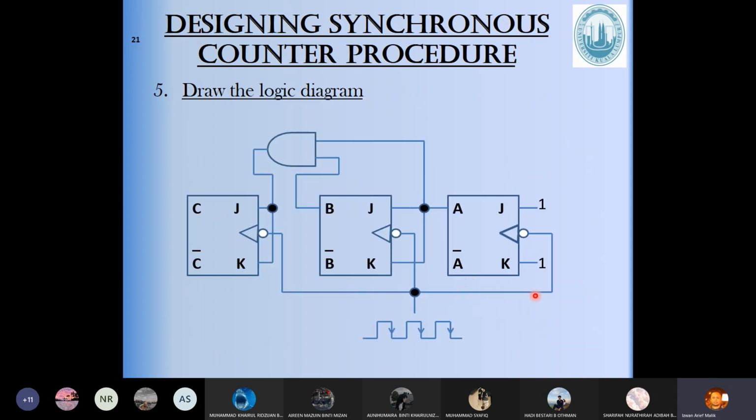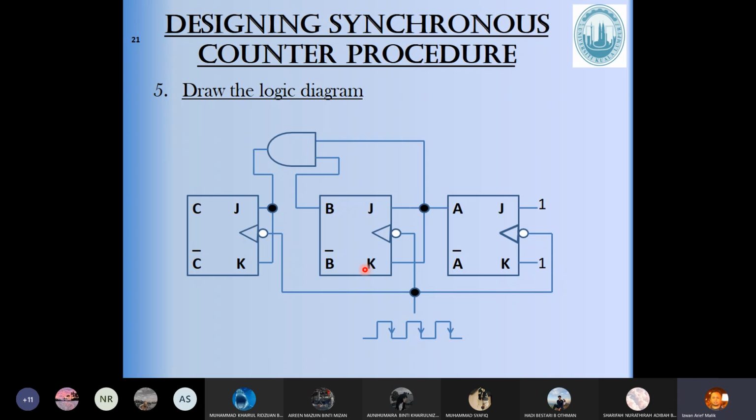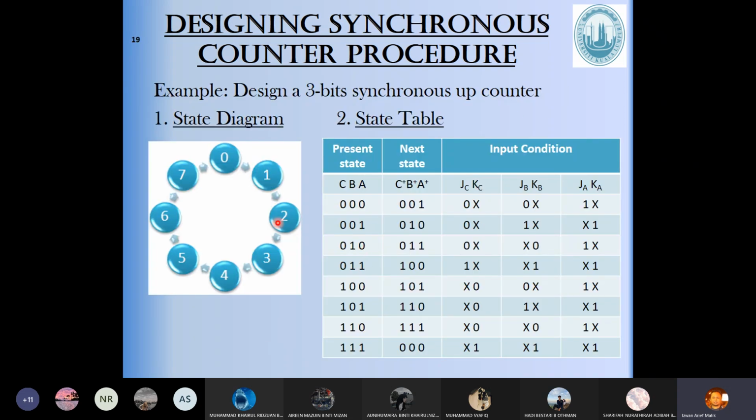So you can draw them directly. This is C. Ambil satu output B, ambil satu output A, masukkan kepada JC and KC. Tarik A masuk ke JB dan KB. Tarik VCC masuk ke JA dan KA. Clock source for each of the flip-flop comes from the same source. Then setiap output ABC masukkan ke LED. Dia akan count 0, 1, 2, 3. Dia akan count yang ni lah. Sorry. Dia akan count this lah. 0, 1, 2, 3, 4, 5, 6, 7. Back to 0.